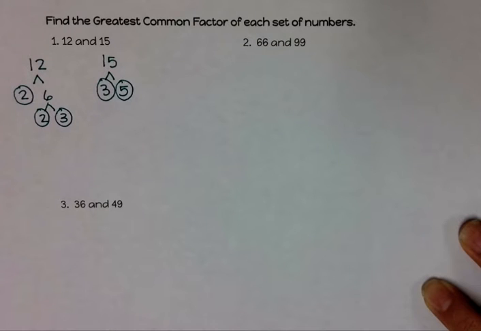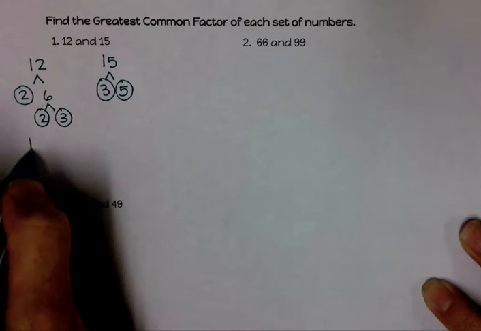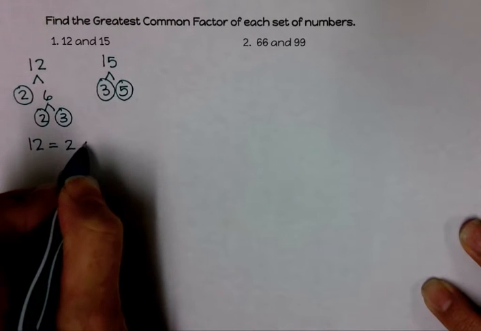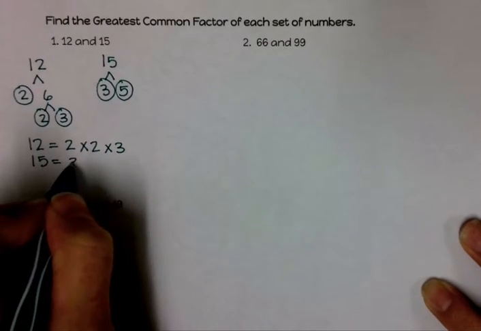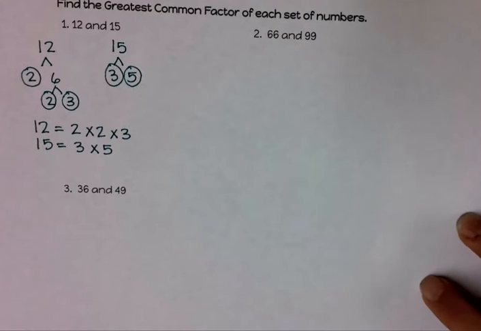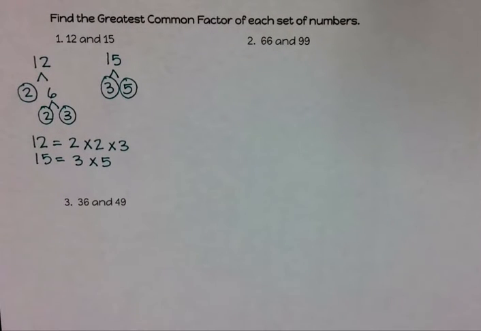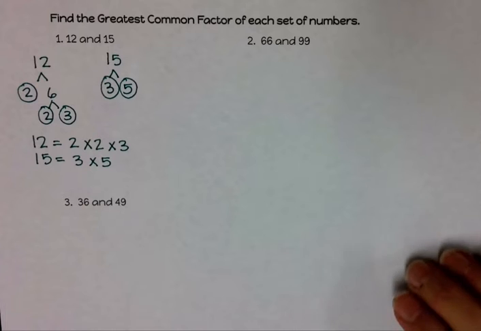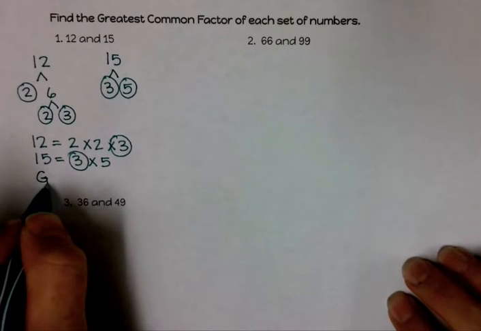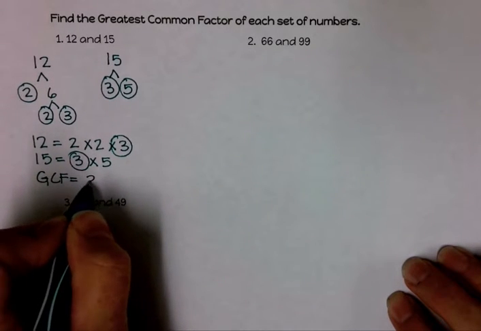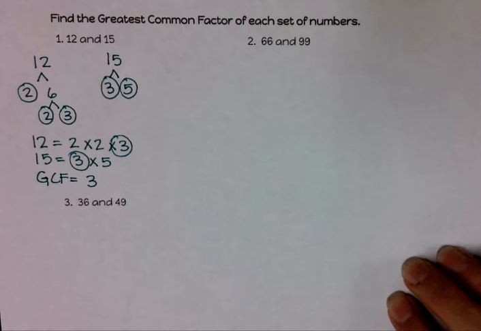Our prime factorization for 12, we're going to list this in numerical order, is 2 times 2 times 3. Our prime factorization for 15 is going to be 3 times 5. Your next job is to ask yourself, what factors do these two numbers have that are in common? What is the same? And the factor that is the same between 12 and 15 is going to be 3. That is your answer. Our greatest common factor between 12 and 15 is 3.